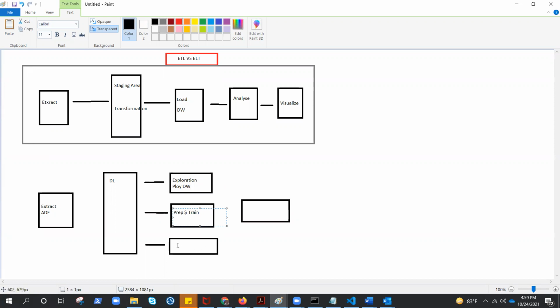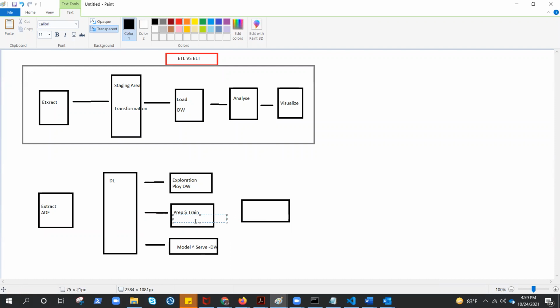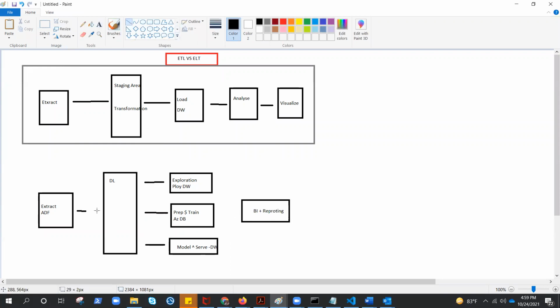and maybe you're doing after transformation modeling and serving the data in the data warehouse. So this would be data warehouse, right? And prepping and training, you can easily do with the help of Azure Databricks. You can utilize Azure Databricks here if this is in the cloud. And then here we have the BI or reporting or analysis, things like that. Okay. So this would be the process. Like this.